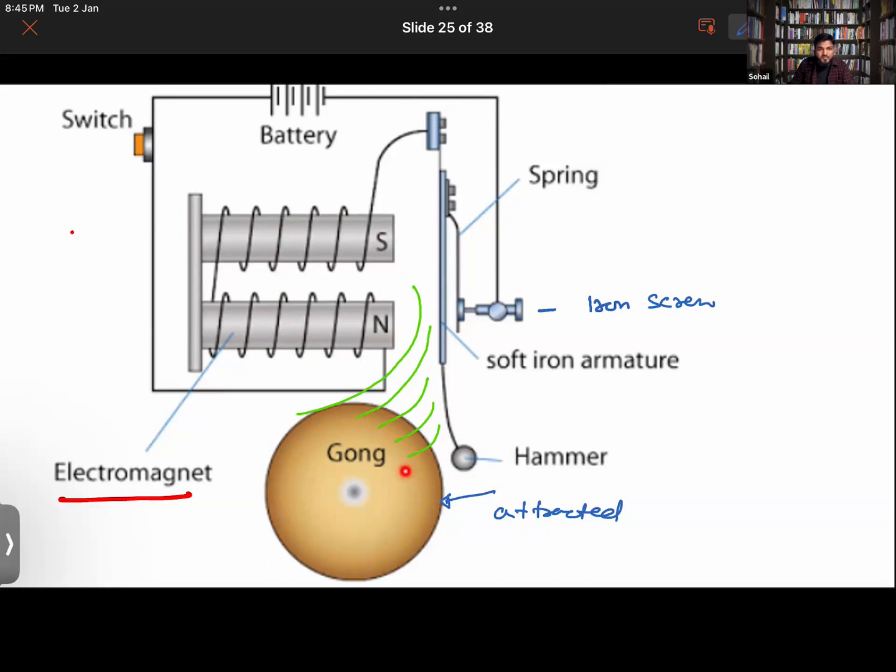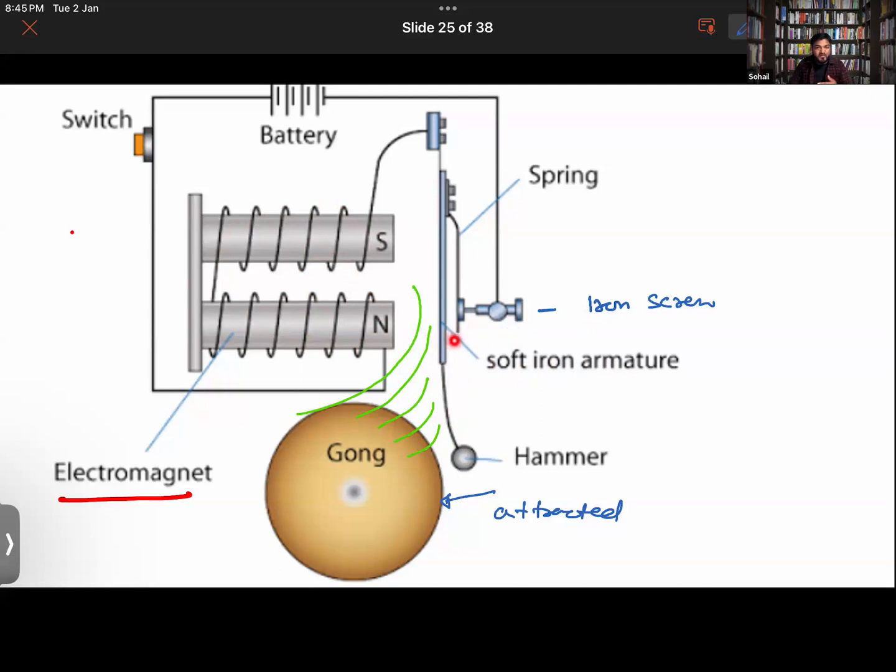No. Why? Because when it got detached from the iron screw, at that moment the circuit was broken. Since the circuit is broken, no longer was current flowing in the electromagnet. Since current is not flowing in this electromagnet, a magnetic field is not produced. Hence this iron armature will no longer be attracted towards the gong. Hence, it will fall back.